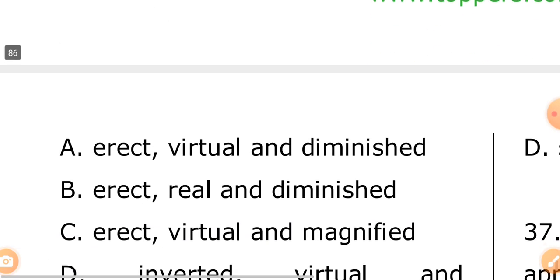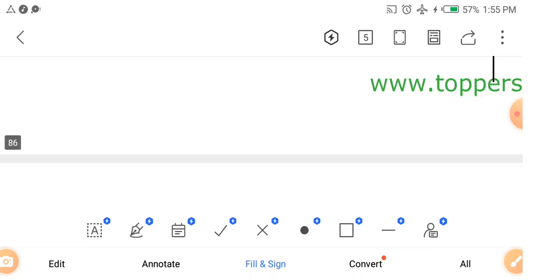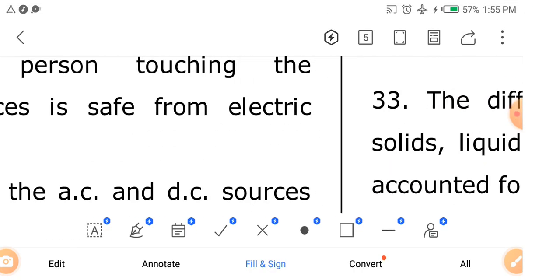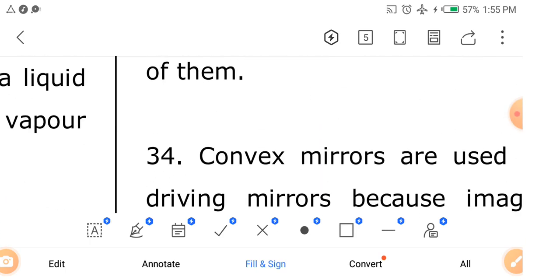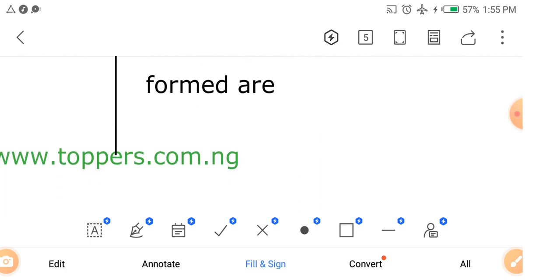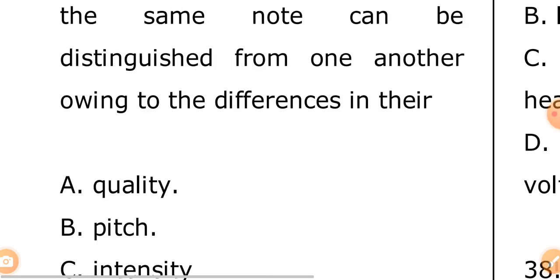Okay. Question 30. What question were we answering? Question 34. We have answered question 34, right? So let's look at question 35. I hope you are following.